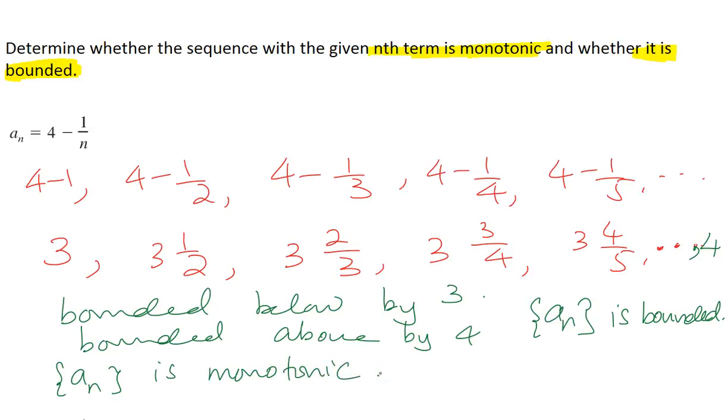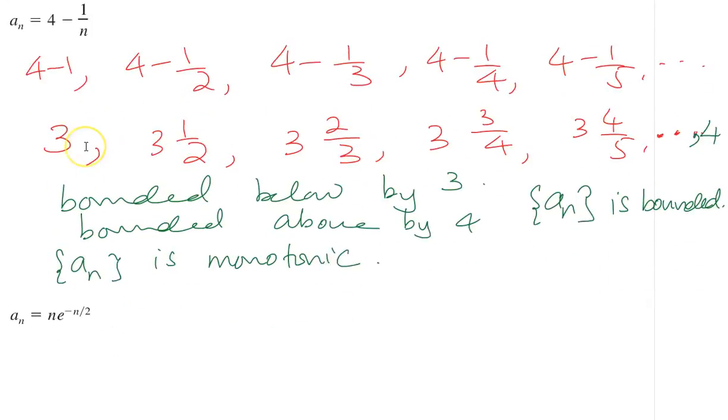Okay, that's all you had to say there. And you know what the theorem says, right? If it is bounded and monotonic, the sequence is convergent. And you can easily see that. When you take the limit as n goes to infinity, 4 minus 1 over infinity, 4 minus 0 will give you 4. The limit would be 4.